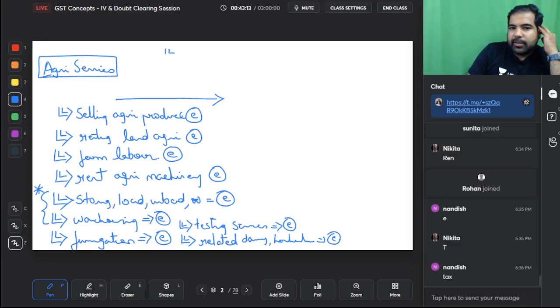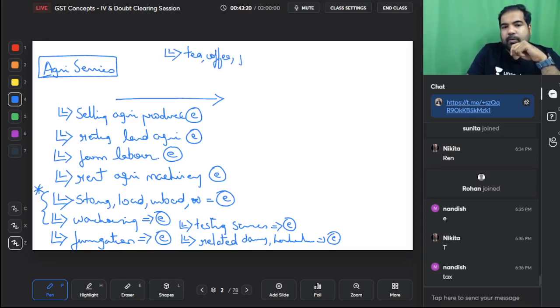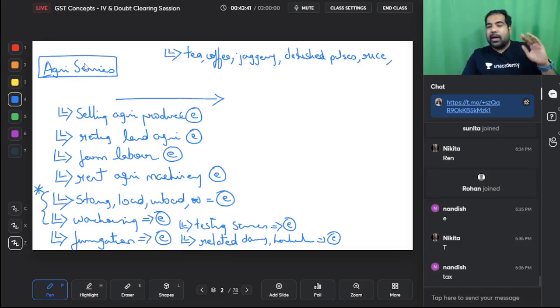Guys, in these we are changing the essential characteristic: tea, coffee, jaggery, dehusked pulses, where you remove the skin. Then paddy being converted into rice, very very important. Then jute, betel leaves, all these guys are not exempt, because their essential characteristic is being changed. Yes, so all these are taxable.